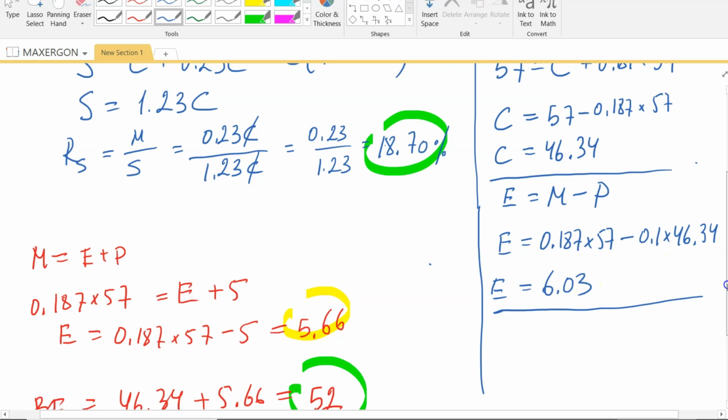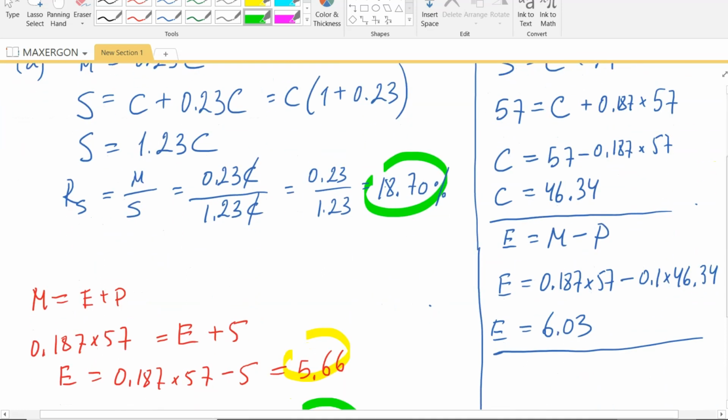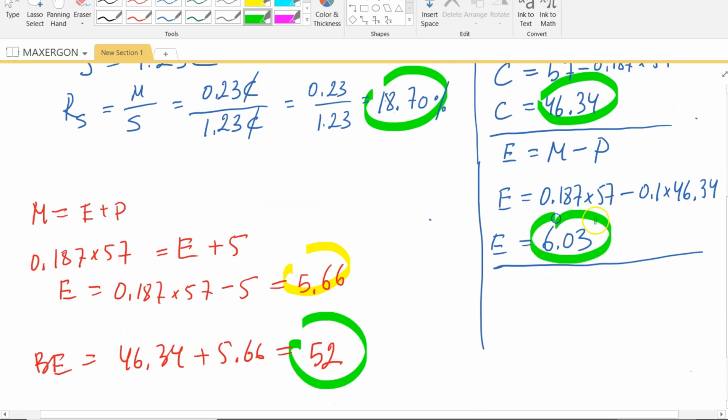Now we have everything ready to compute break-even price. Break-even price is cost plus expense. We found the cost and we found expense. Now we need to add cost and expense. That will be the break-even price.